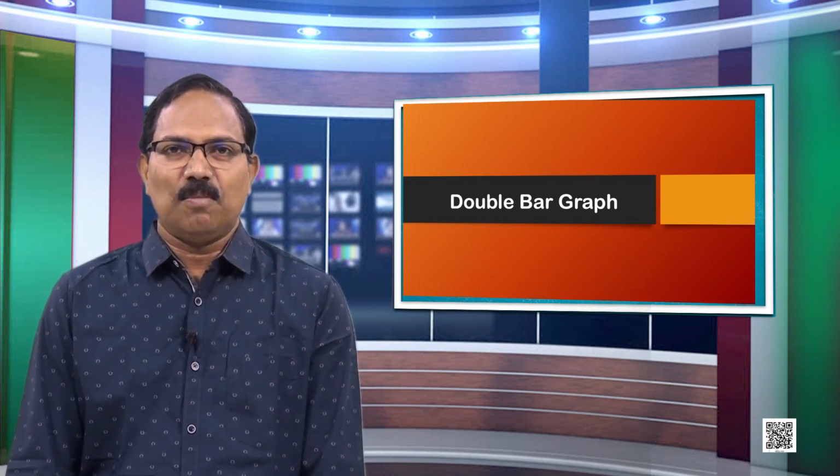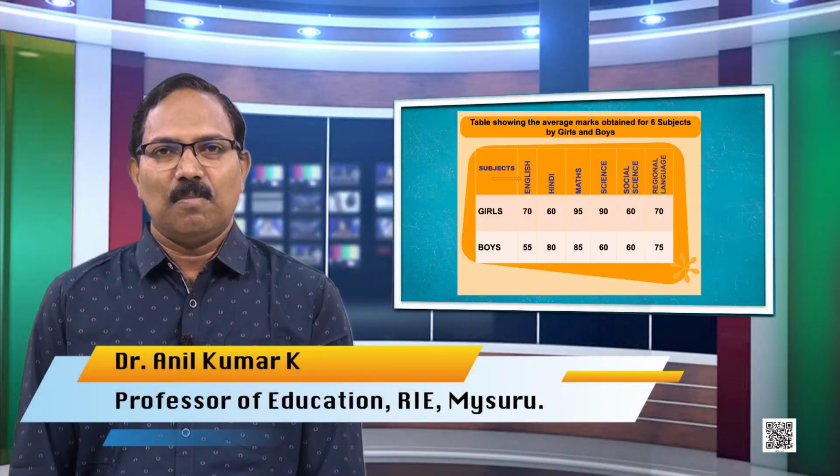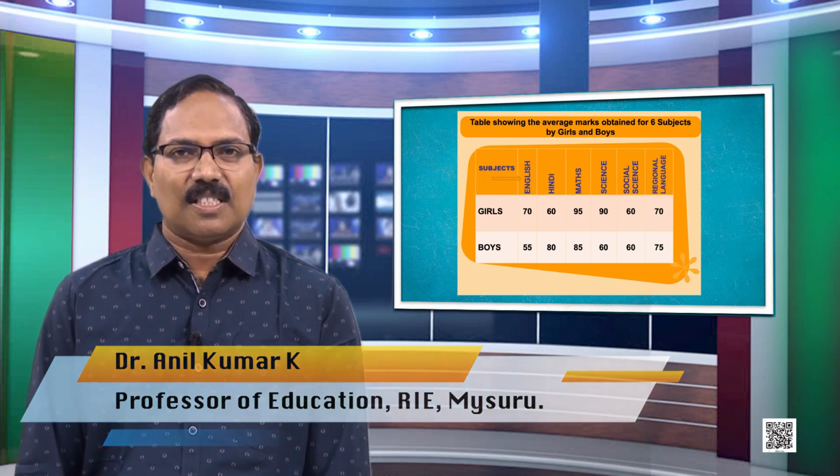So, when do you use a double bar graph? A double bar graph is drawn when 2 or more sets of data of subgroups of the same group are to be simultaneously represented in a single graph as adjacent bars. Such graphs are called double bar graphs. What is the advantage of using a double bar graph? Yes, in this case you are able to compare the performance of boys and girls.